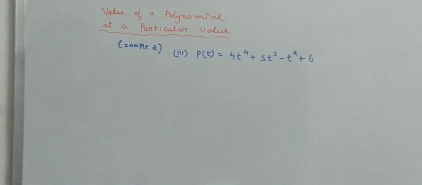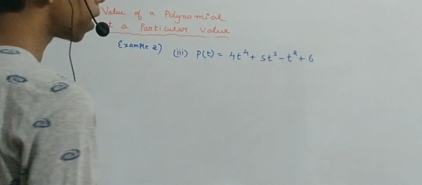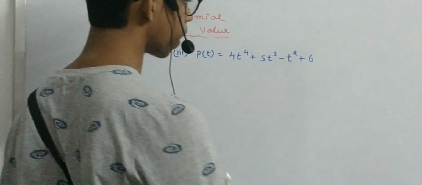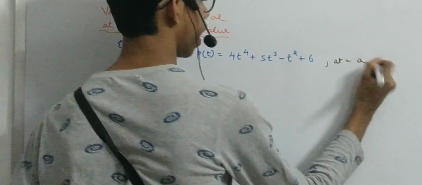Okay, so our next one is p of t is equal to 4t raised to 4 plus 5t cube minus t square plus 6 at t is equal to a.